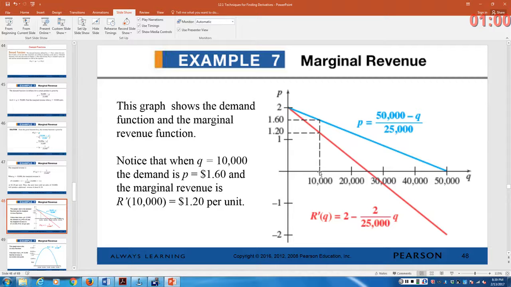And notice that as you have more and more quantity, for example, here we're at about 25,000, the additional revenue pretty much says, nope, you're not getting any more. While your price is still, if you look at it, only a little less than $1.20 per unit.